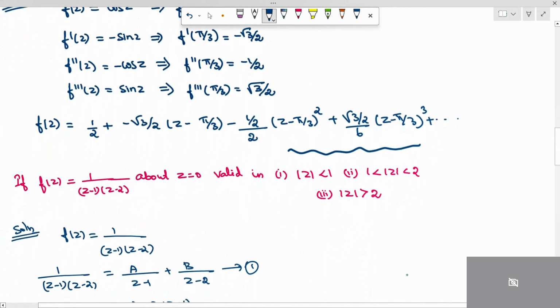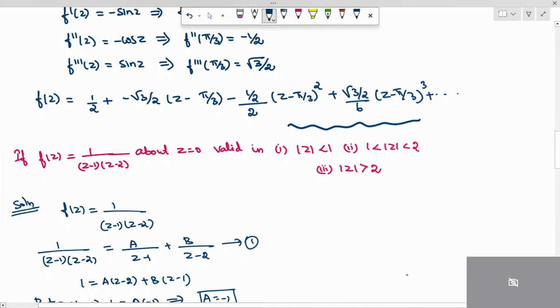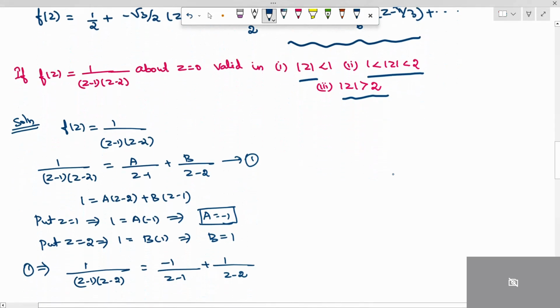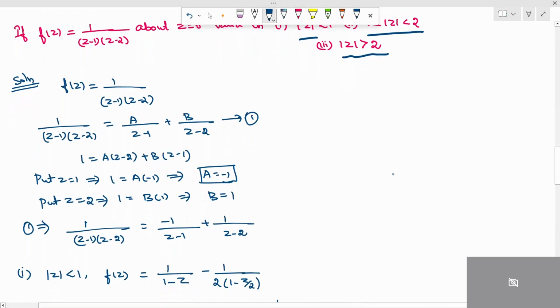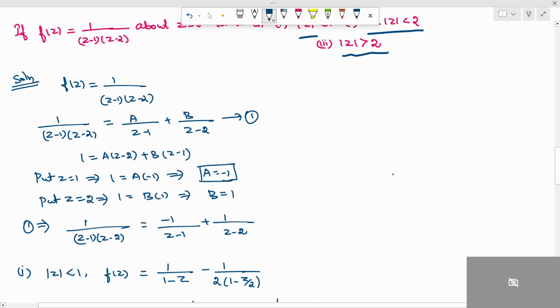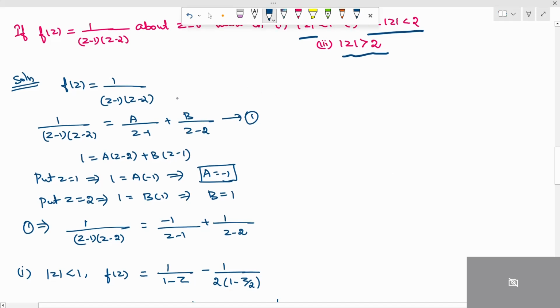Next problem: if f(z) = 1 by (z minus 1)(z minus 2), about z equal to 0, valid in the regions mod z less than 1, 1 less than mod z less than 2, and mod z greater than 2. In this problem, using the Laurent series method, we are going to expand this. Here we are going to use the binomial expansion formula.